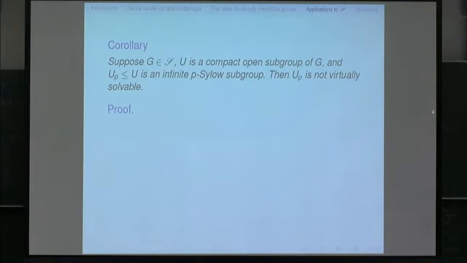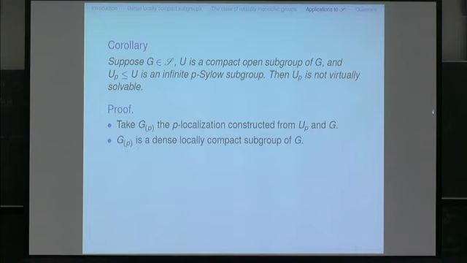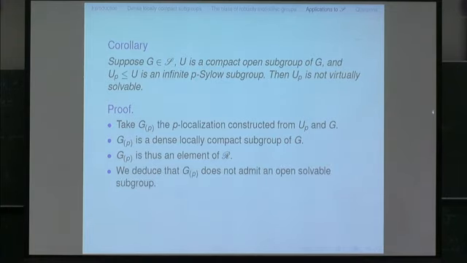So the proof, I mean, is now a triviality. We take the P localization that Colin built. It's a dense locally compact subgroup of G. So it's an element of R, because R is closed under taking dense locally compact subgroups. So we take something in S, we take a dense locally compact subgroup, it lies in our class R. So we deduce that it does not admit an open solvable subgroup, so it's not virtually soluble.